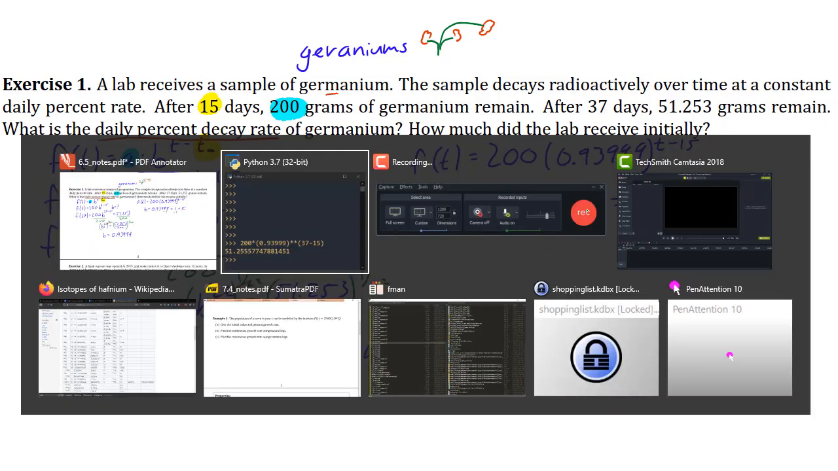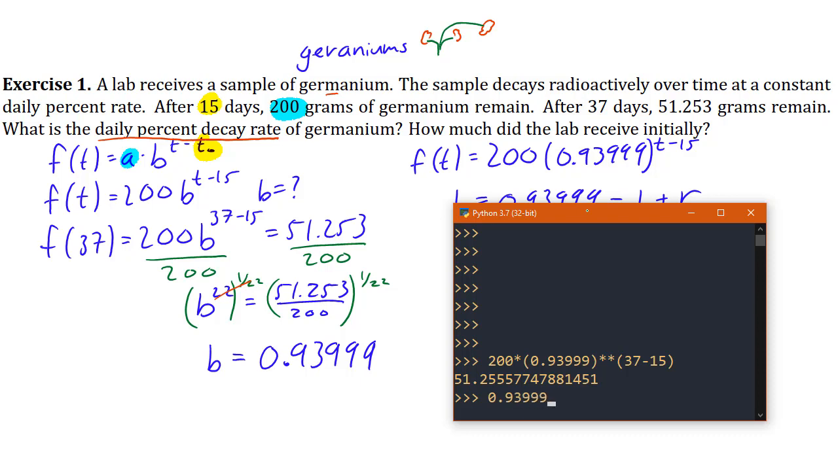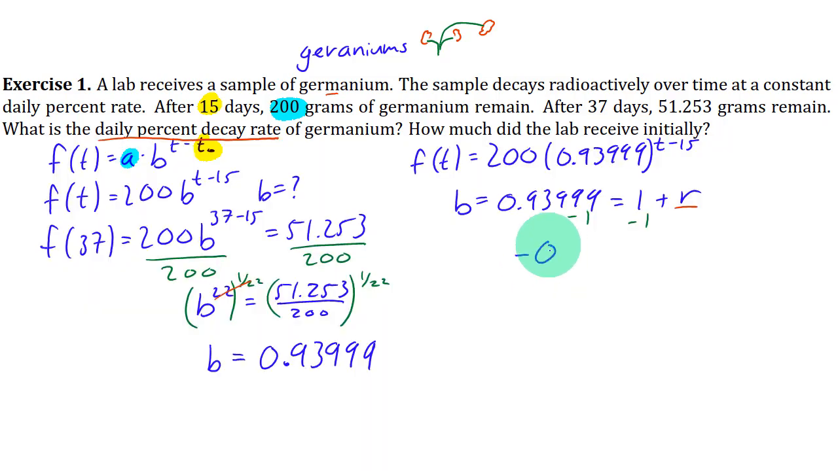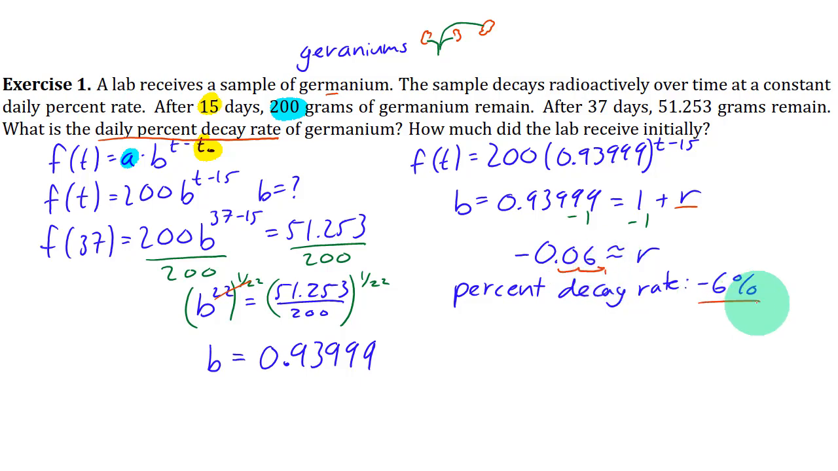And that's going to be negative 0.06 is r. Rounding off a little bit there, but that's okay. So the percent decay rate is negative 6%, after you move that decimal place over 2 places to turn it into a percent.